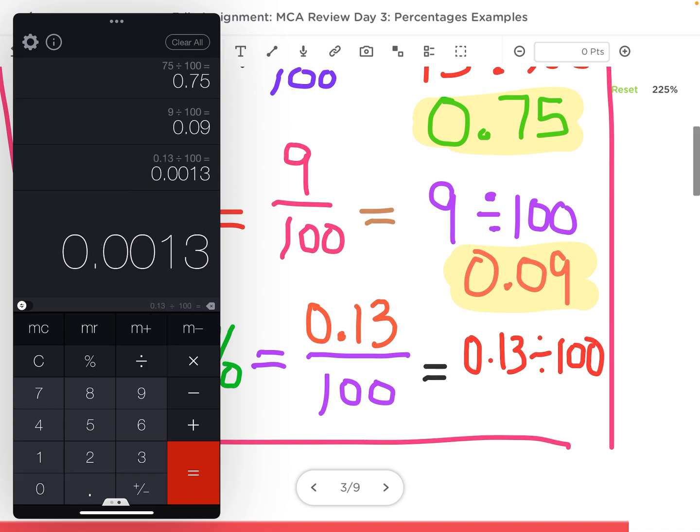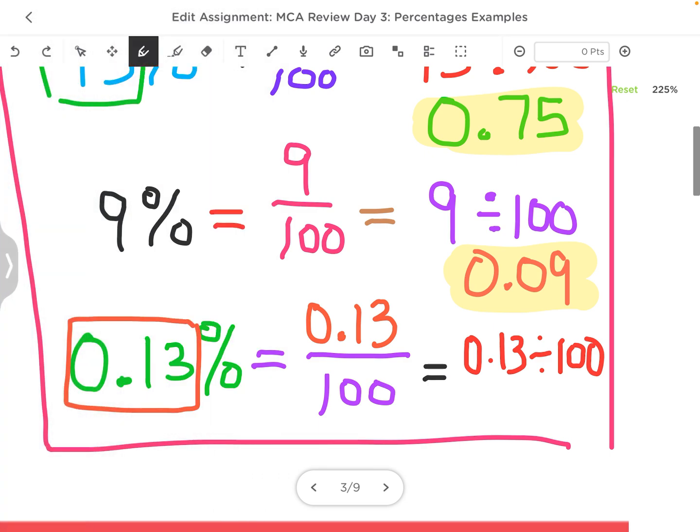That's a really small number. 0.0013. It should be a really small number because 0 and 13 hundredths percent is a really small percent.